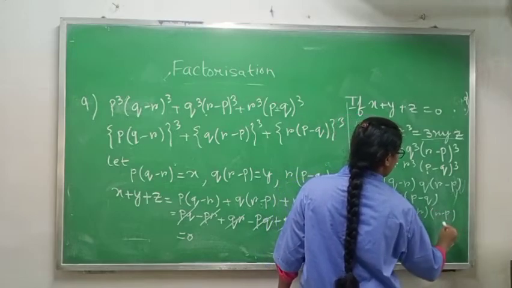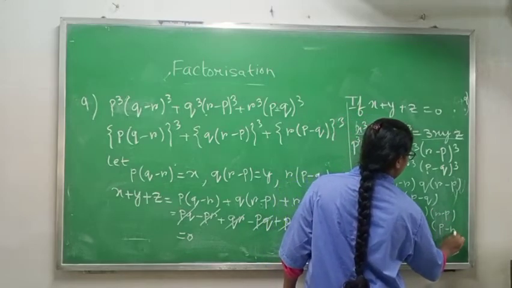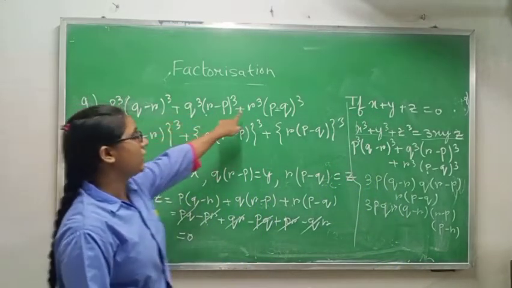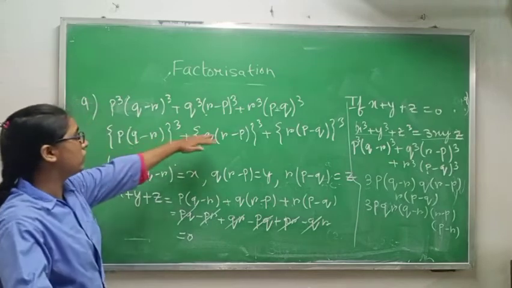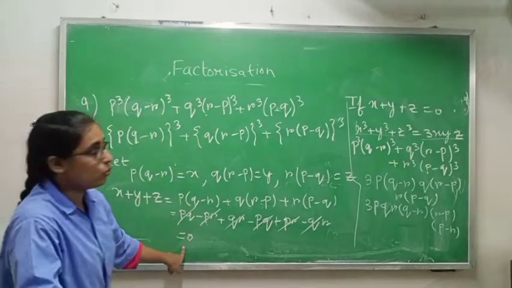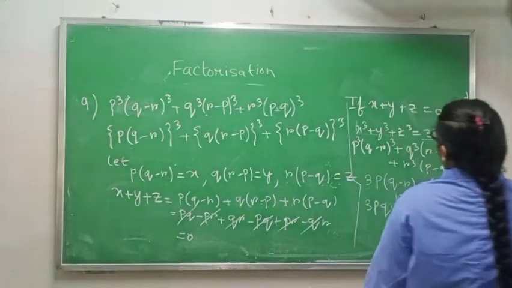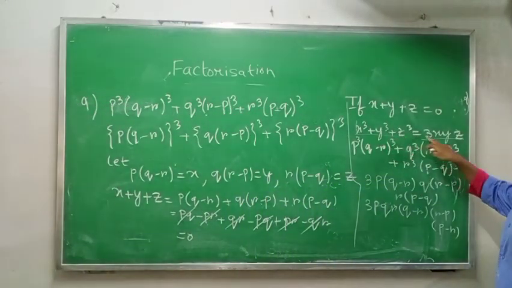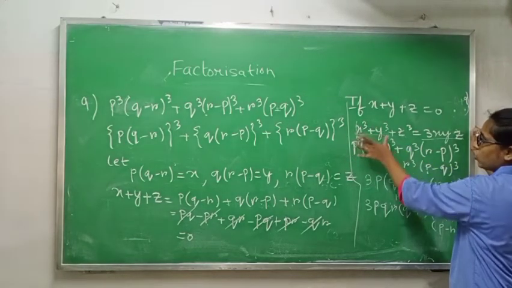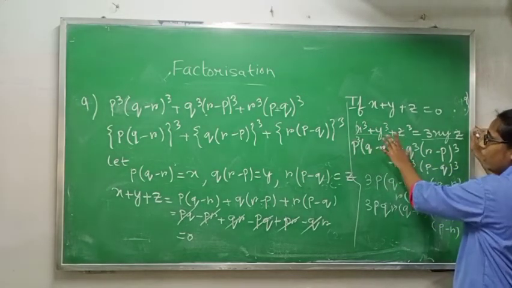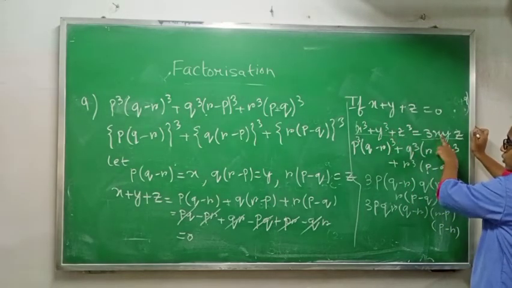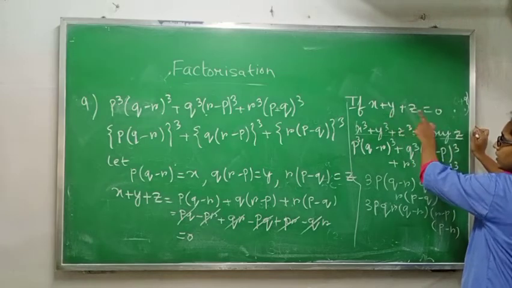Same thing I have done. It is same as question number 5. Only difference is this: we have extras p cube, q cube and r cube. First I am doing whole cube of this. Then I am opening the bracket and cancelling. I am getting 0. If I get 0, I can say x cube plus y cube plus z cube equals to 3xyz. So I am taking this one first and writing value of x cube, which is p³(q − r)³. Value of y cube is this and z cube is this. Now you know that this one is equals to this if x plus y plus z equals to 0.